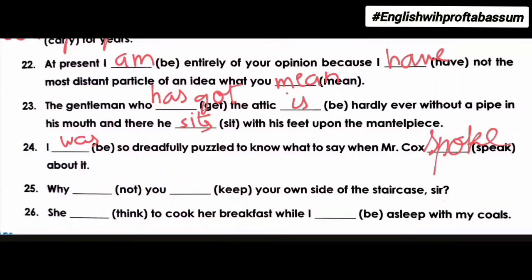Next sentence: why (not) you (keep) your own side of the staircase, sir? So the rule is that for a present suggestion or question, we use simple present tense. Since in the first bracket the word is given as not and our subject is you, for questions in simple present tense we will use do, and the negative of do would be don't. So the first answer is don't, and for the second blank, keep is given in the bracket, so the simple present tense of keep remains keep. So the final answer is: why don't you keep your own side of the staircase, sir?